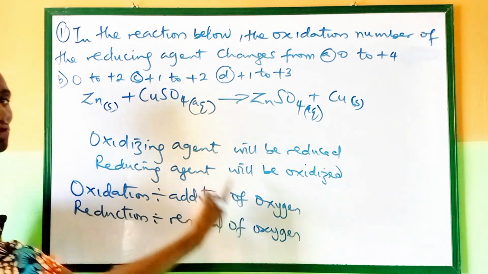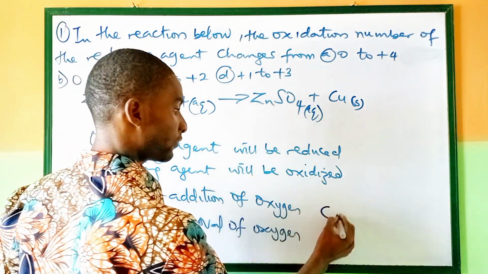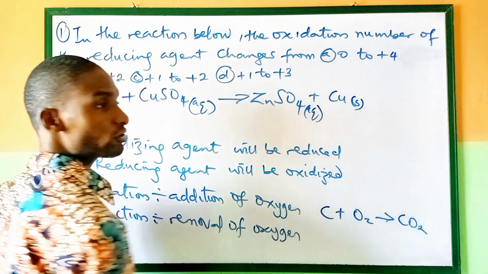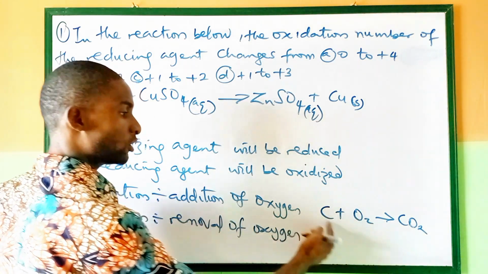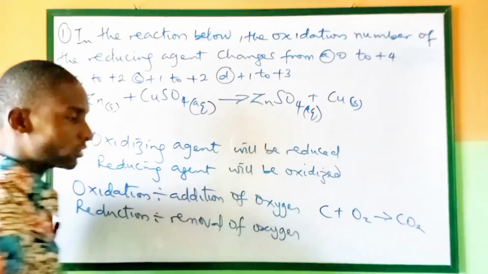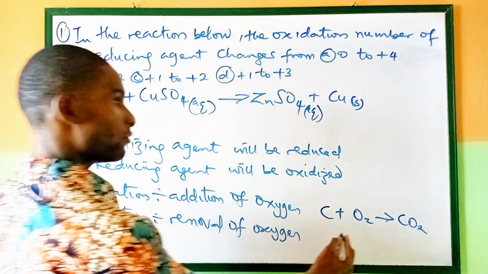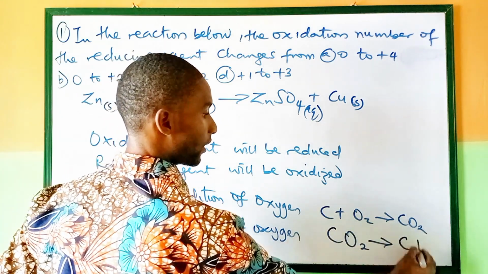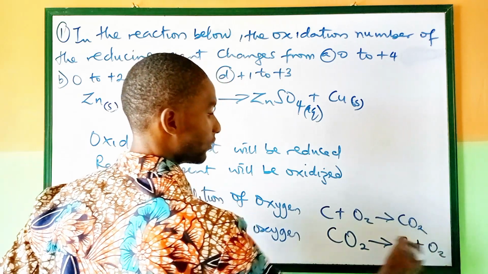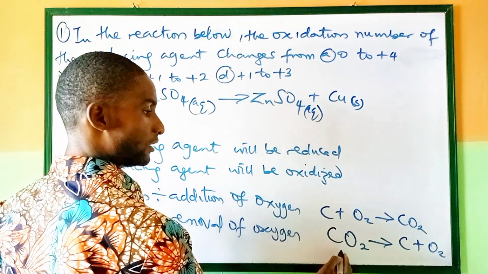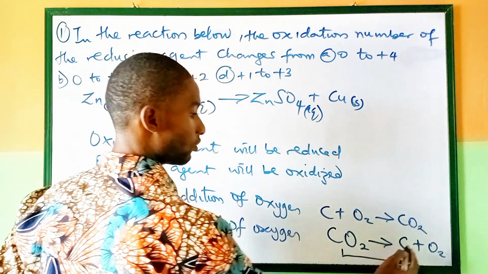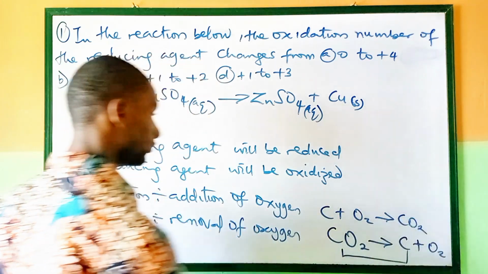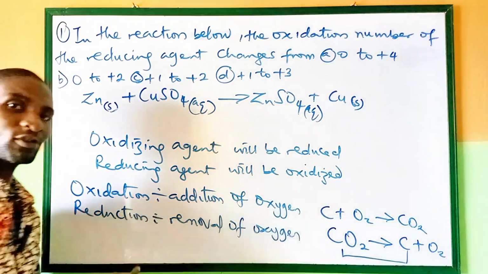When you add oxygen to a substance, for example, if I have carbon plus oxygen to give me CO2, here oxidation has occurred because I've added oxygen to carbon to give me carbon dioxide. And reduction, if I remove oxygen from carbon dioxide to give me carbon plus oxygen, if I reverse this reaction, this is reduction. So carbon dioxide has been reduced to carbon because oxygen has been removed. That is in terms of oxygen.